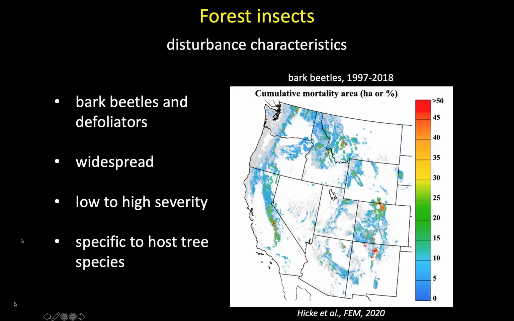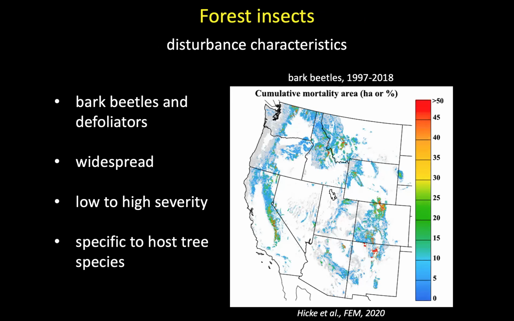Okay, starting with forest insects. The major outbreaks of forest insects in the Western US are bark beetles, an example of which is mountain pine beetle, spruce beetle, and defoliators. An example is western spruce budworm. Both of these attack conifers, because that's the major tree type in the Western US.